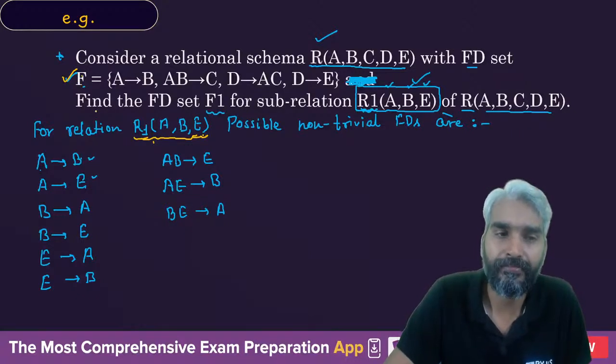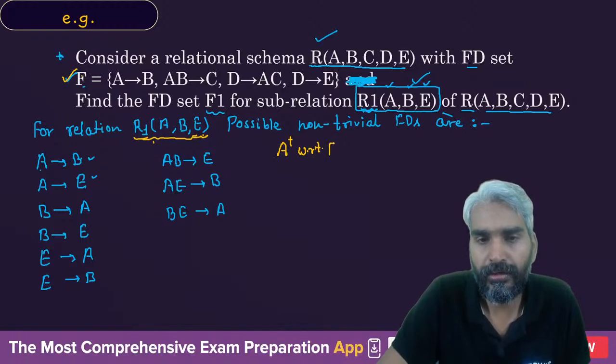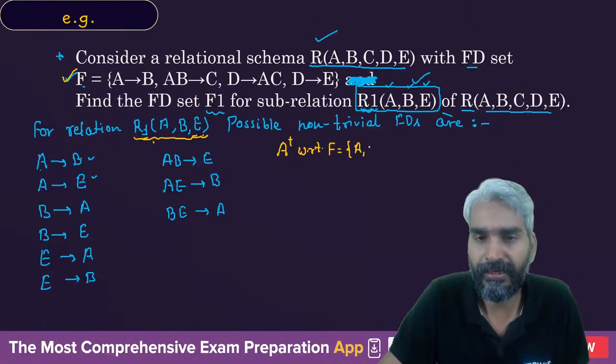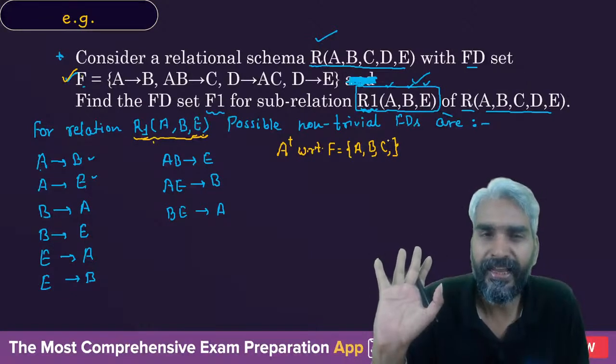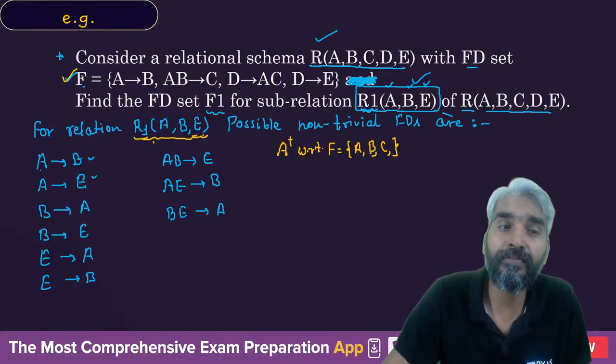So what is the closure of A? What is A closure with respect to F? A closure with respect to F will be A. A can be determined, B can be determined. From B you can determine C. And you can determine E only from E. This will be the closure of A. So B belongs to closure of A with respect to FD set F. Therefore, A implies B is implied in FD set F.